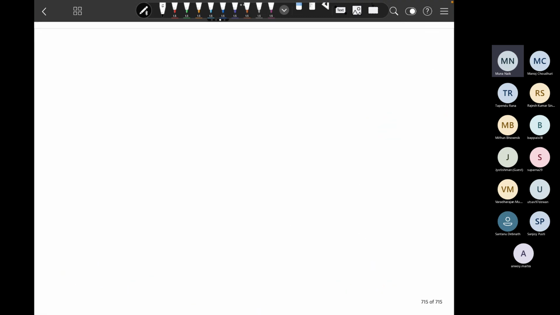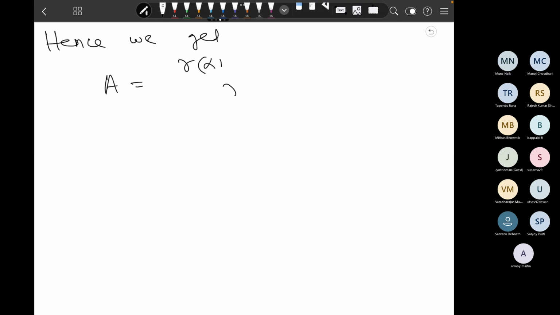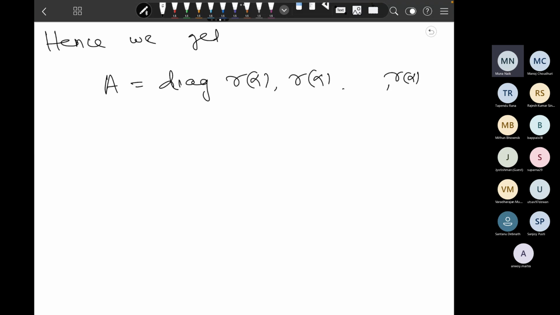Okay, so hence we get this thing A is equal to really the diagonal of R alpha. Now what I have to show is that this A is equal to identity or minus identity, right? That is the result. So observe. Let F be equal to really 0 1 1 0.